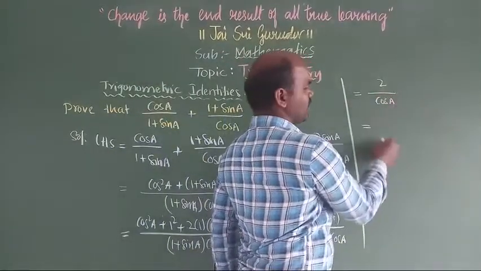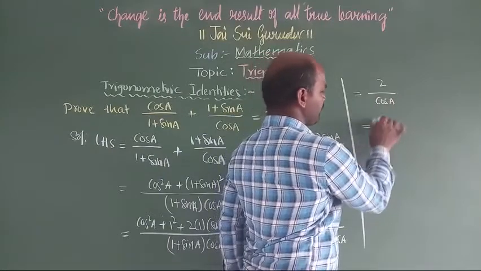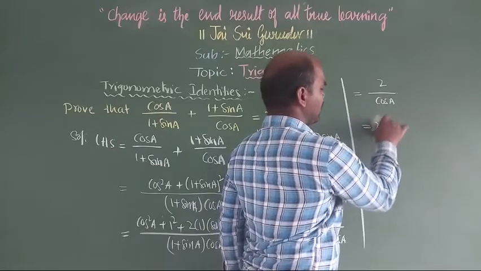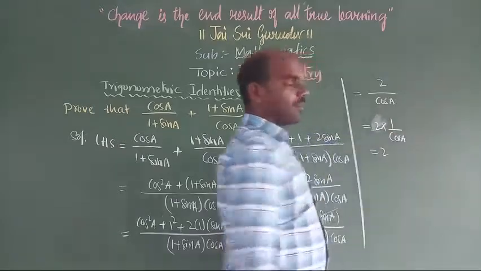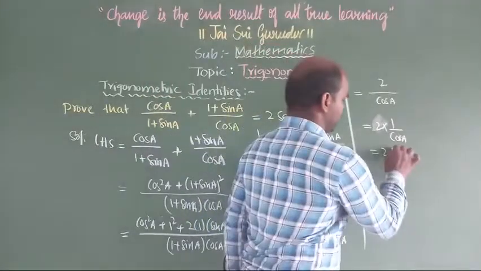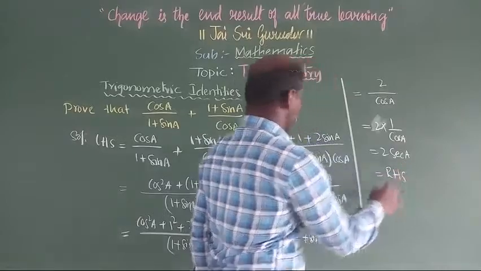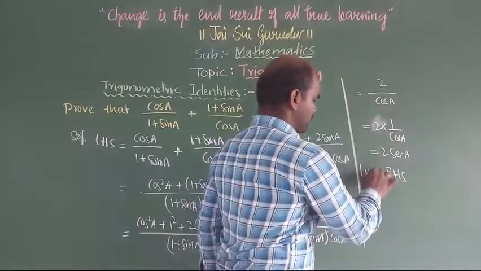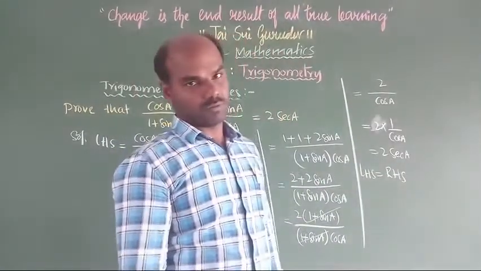Okay, so then it is equal to 2 by cos A, which means 2 into 1 by cos A. 1 by cos A is the reciprocal of which, children? Sec, so that is 2 sec A, so it is RHS. Yes or no, children? 2 sec A we got, that is LHS is equal to RHS. So hence it is proved. Okay.